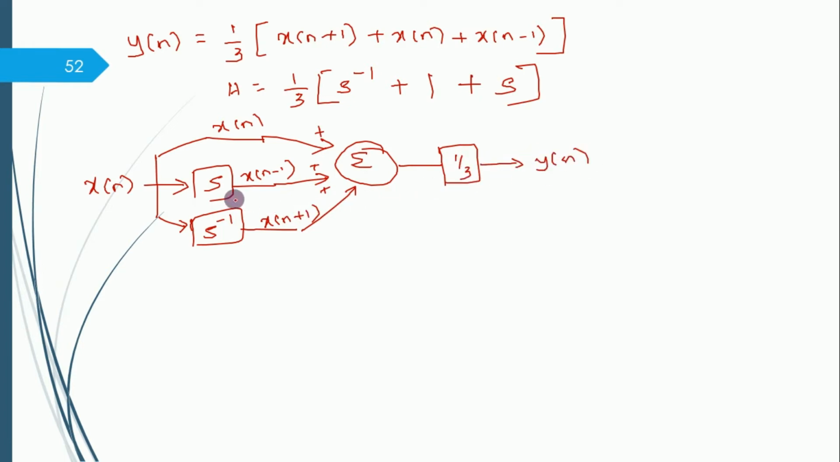This is sufficient because x of n and x of n minus 1 are independent of each other. If it was s raised to 2, I could have taken its help in order to reduce the hardware, but it is not happening. So this is the minimum hardware that is required and minimum time that is required. Hence I stop here. So this is the answer for the given question.